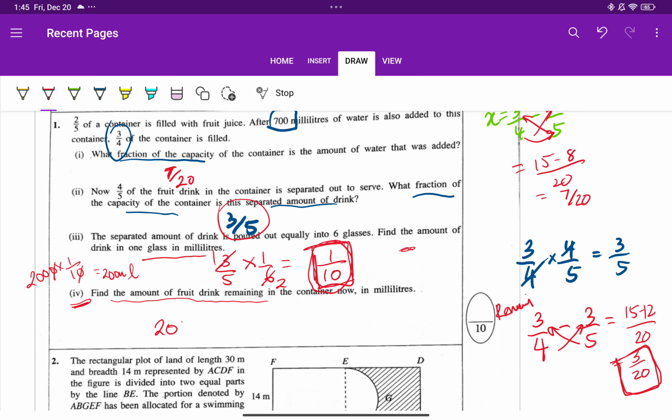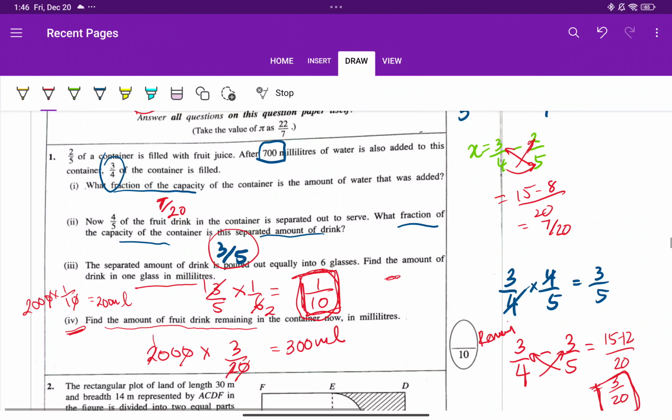How to show that mathematically? 2000 is the total amount and 3 out of 20 is remaining. Just cancel these. 100 times 3, 300 milliliters is remaining in the container after serving. So this is the end of question 1.